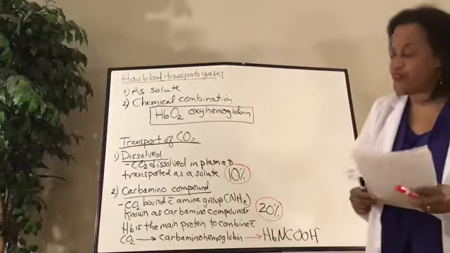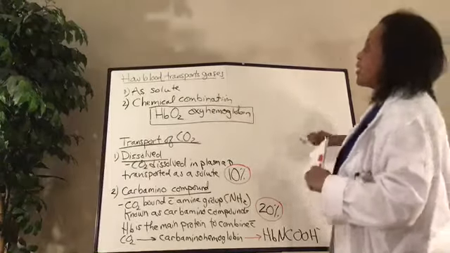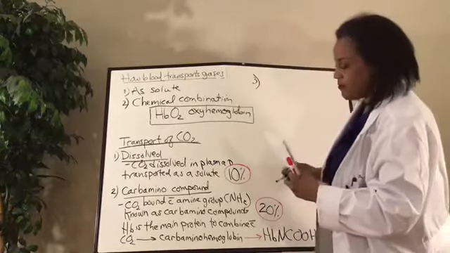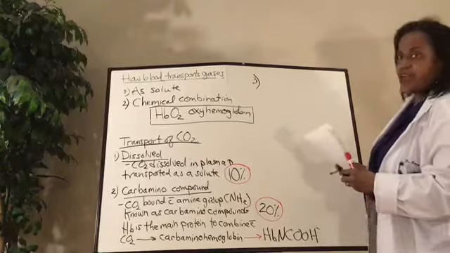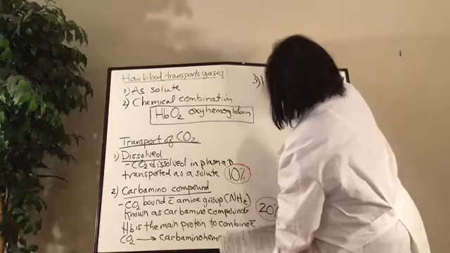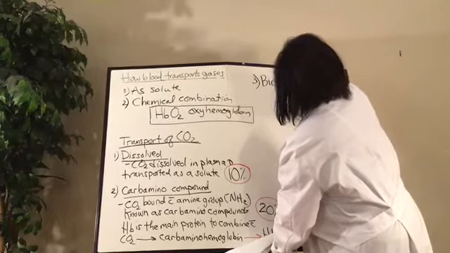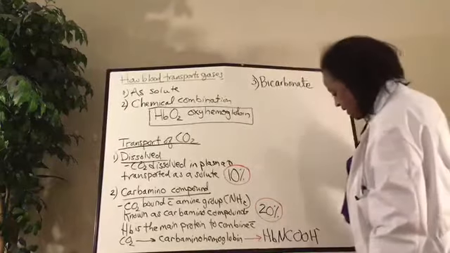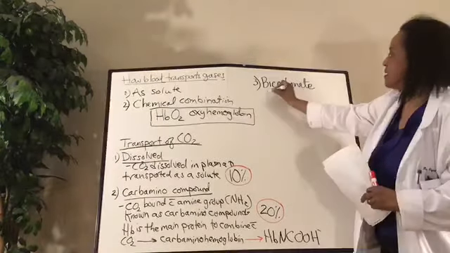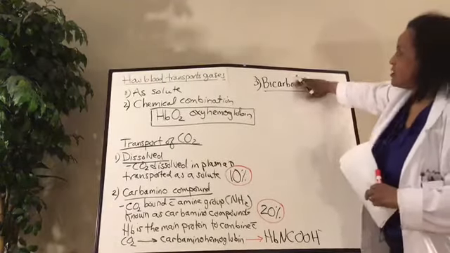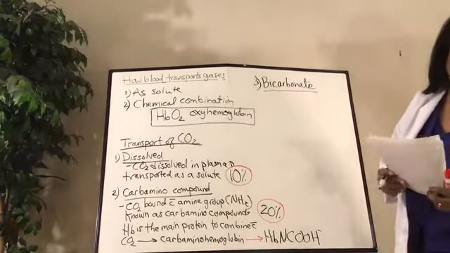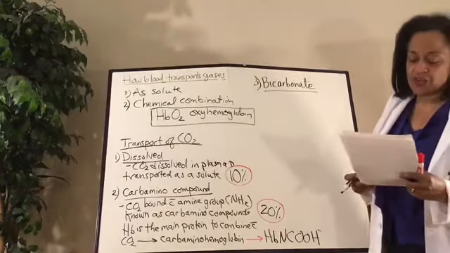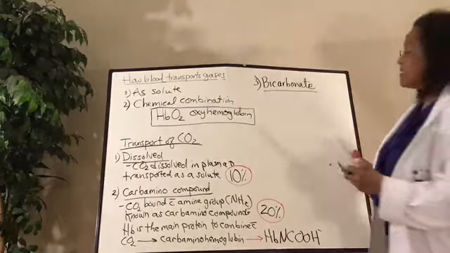Let's look and see the third way to transport carbon dioxide. So I'll put it here. This is the third way, right? The third way to transport carbon dioxide is as bicarb. We call it bicarb or bicarbonate. This is the third method. Bicarb is just short for bicarbonate, so I usually just say bicarb. Carbon dioxide is also carried in the form of bicarbonate ions.